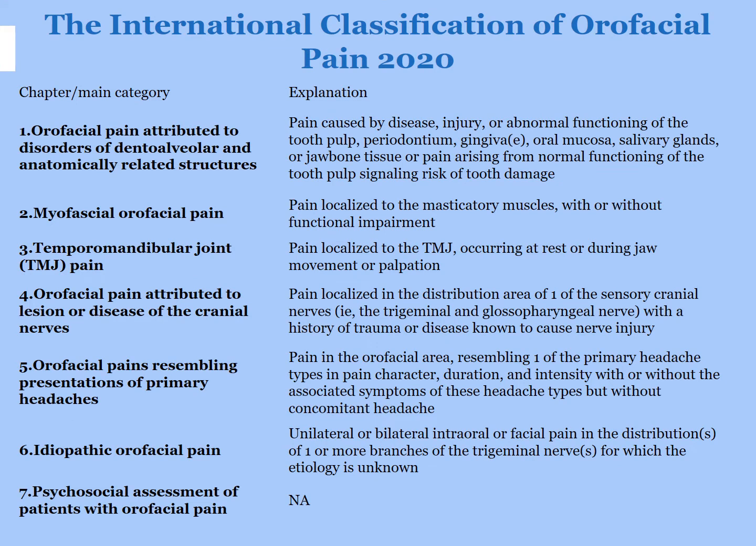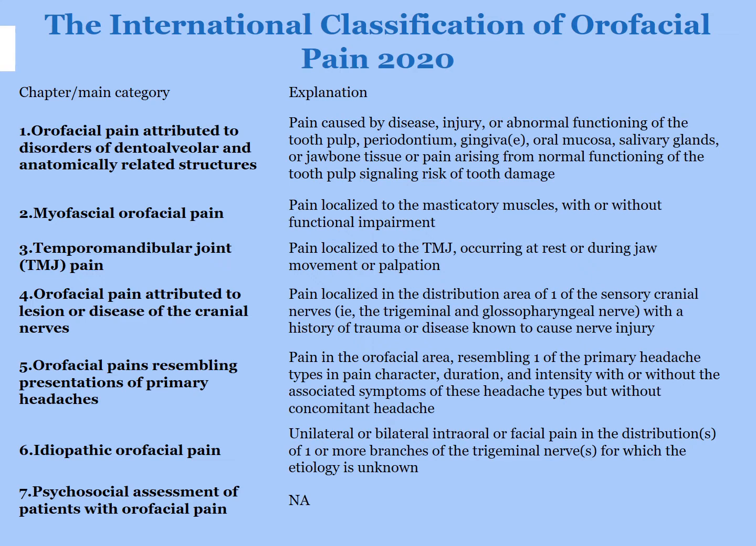So this is the classification given in the recent International Classification of Orofacial Pain. It divides the type of pain based on main category and an explanation as to why the patient is having a pain. Number one is orofacial pain attributed to disorders of dentoalveolar and anatomical related structures. This is cases of pain caused by disease, injury, or abnormal functioning of the tooth pulp, periodontium, gingiva, oral mucosa, salivary glands, or jawbone tissues, or pain arising from normal functioning of tooth pulp signaling risk of tooth damage.